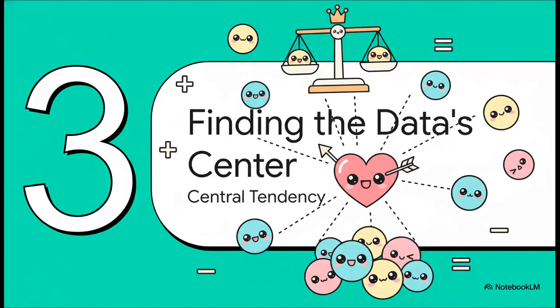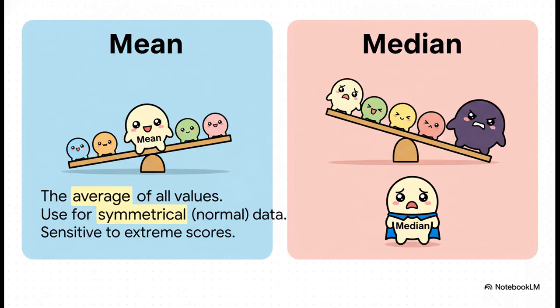Okay, so we've sorted our data into the right buckets. What's next? Now, we need to find its heart, its center of gravity. The fancy term is central tendency, but all it really means is finding that one single typical value that gives you a feel for the whole data set. And the two heavy hitters for this job are the mean and the median. You already know the mean, right? It's just the good old average. The median, on the other hand, is the number that's literally in the middle of the pack when you line everything up.